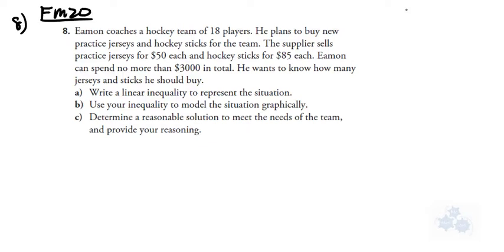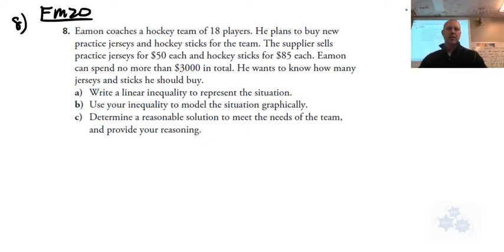So number 8 on your assignment reads this. Eamon, I guess that's his name. Eamon coaches a hockey team of 18 players. He plans to buy new practice jerseys and hockey sticks for the team. The supplier sells practice jerseys for $50 and hockey sticks for $85 each. Eamon can spend no more than $3,000 in total. He wants to know how many jerseys and sticks he could buy.